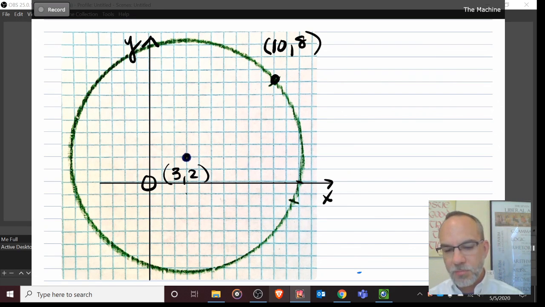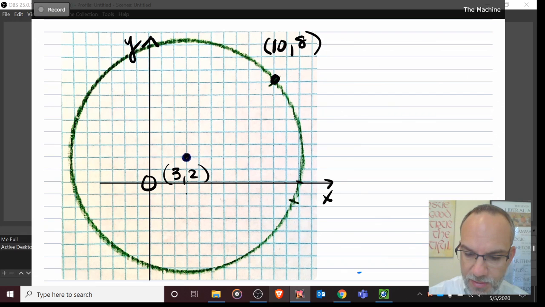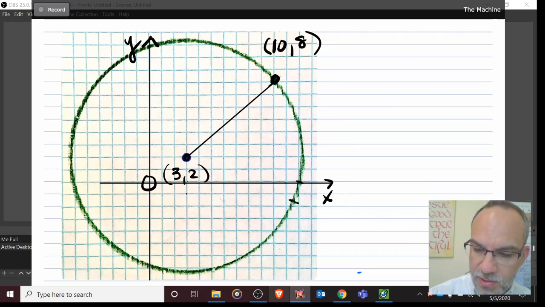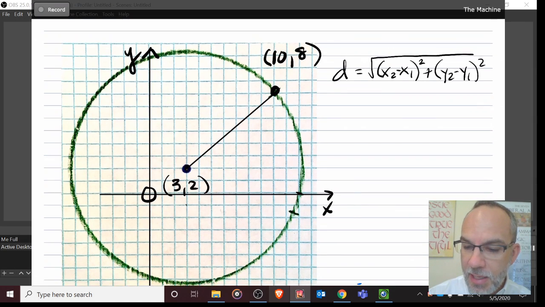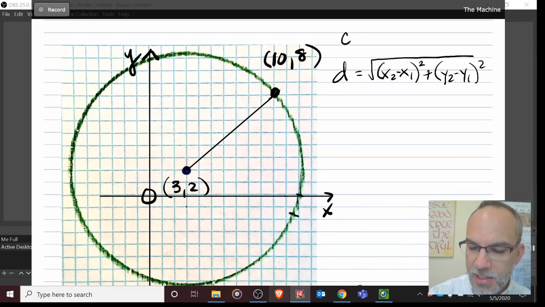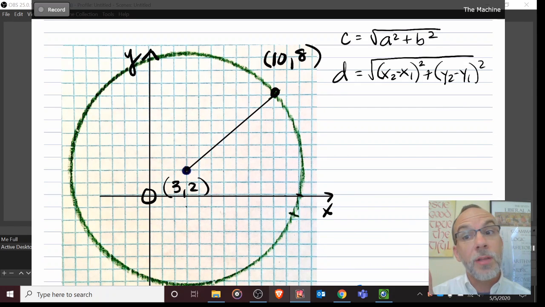Here we go. Okay. Now again, what's the distance between those 2 things? Well, let me use the distance formula, and it's going to be distance is equal to the square root of x2 minus x1 squared plus y2 minus y1 squared. And again, this is nothing other than saying c is equal to the square root of a squared plus b squared. So again, it's the Pythagorean theorem, right? It always comes back to that. But now let me substitute the numbers in.